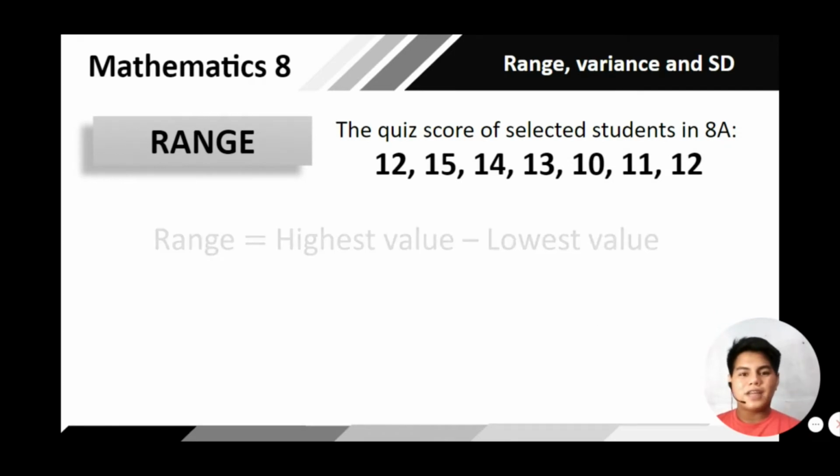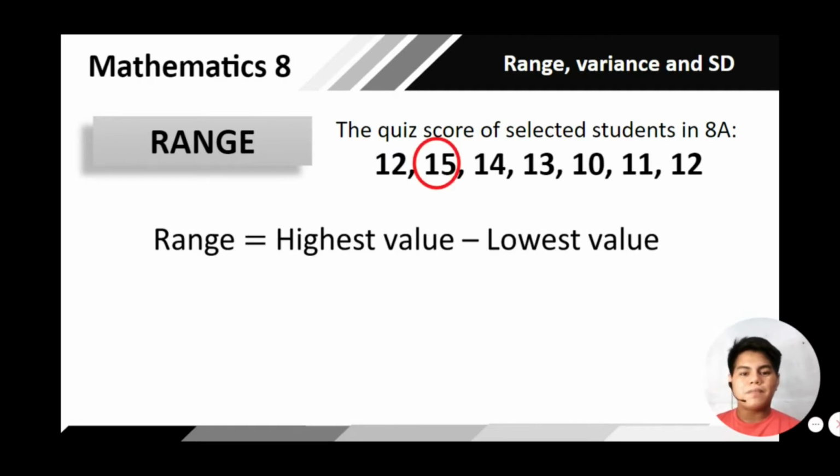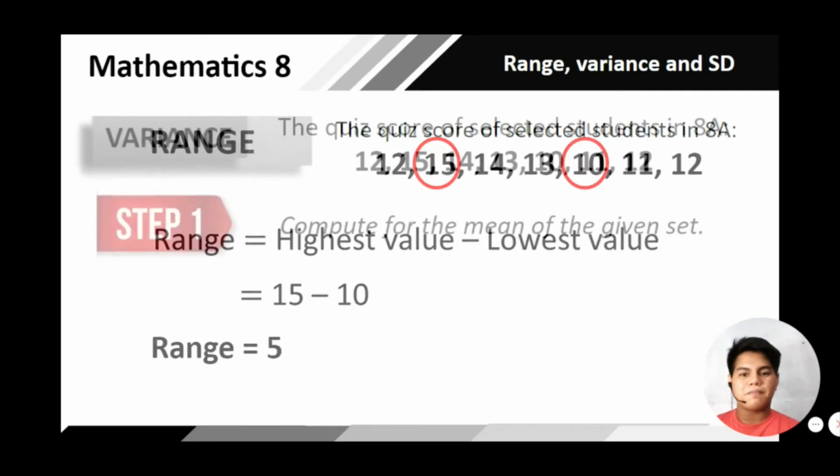For us to find the range, we just simply subtract the lowest data from the highest data in our given set. As you can see in our example, 15 is the highest value and 10 is the lowest value in our given set. 15 minus 10 is equal to 5. Therefore, our range is 5.